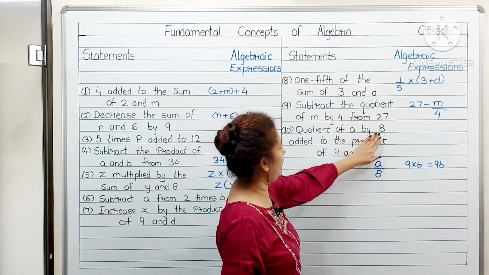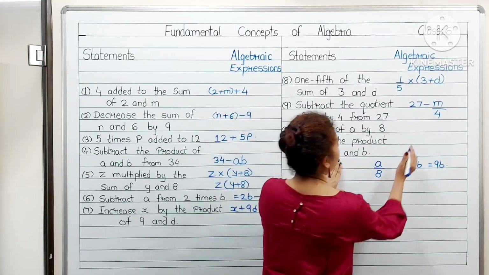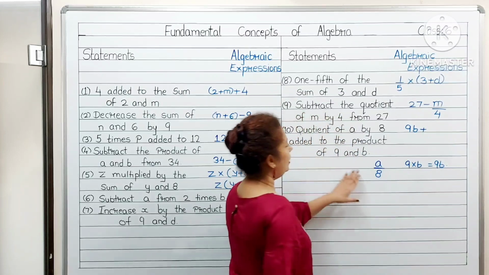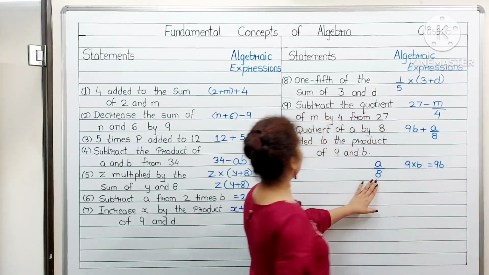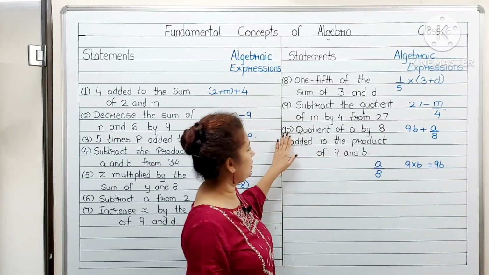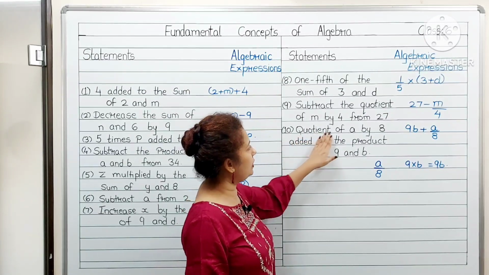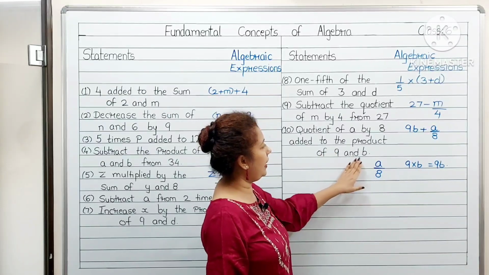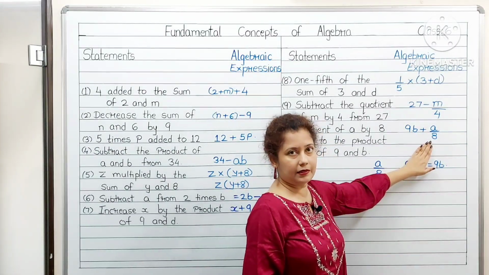Quotient of a by 8 is added to the product of. So first we will write the product, that is 9b, and we will add to this the quotient, that is a upon 8. Quotient of a by 8, that is a upon 8. So the final algebraic expression for the statement quotient of a by 8 added to the product of 9 and b is 9b plus a upon 8.